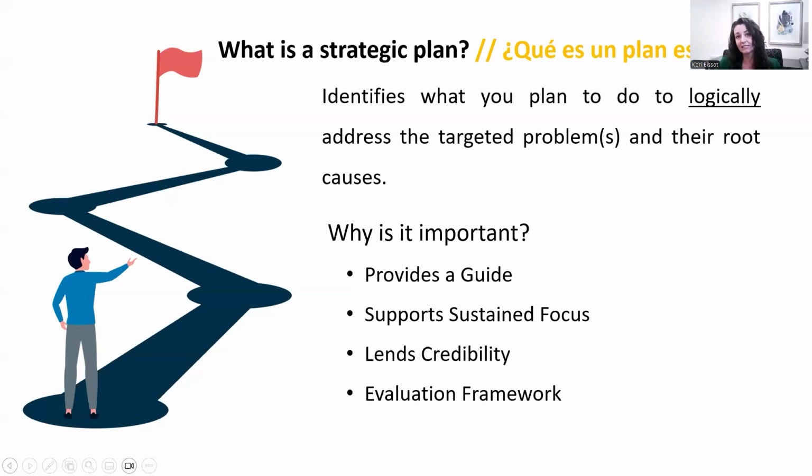This is important because it gives your group a guide for staying focused on the things you're setting out to fix. It also lends credibility so that others in the community that you're trying to get involved or support can understand what you're doing and why you're doing it. Just having a strategic plan lends credibility to the fact that you have a plan. Always a good idea to have a plan. It also gives you a framework for evaluating success, because if you have a plan, then you can monitor whether or not it's moving forward the way that you would like to see it move forward. All right, next slide.